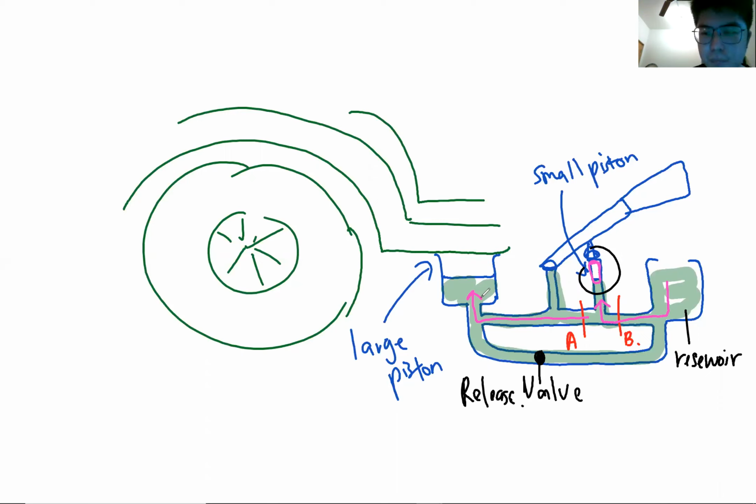If you only focus on these two sections, this one and the larger cylinder, it works like what I showed you just now. If you keep pressing it down, you are slowly applying force to raise up the car. So this is how it works. What is the function of the release valve here? If you pull this valve out, you are opening the valve. Then all the oil from the larger piston flows back to the reservoir.